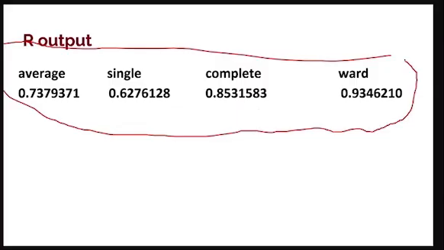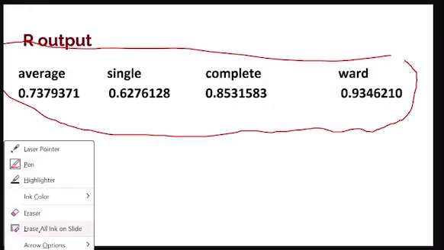Which one are we choosing? Ward. The Ward linkage, you know what that means? The Ward linkage minimizes variance within clusters. The single linkage considers the shortest distance between two objects in different clusters, while the complete considers the maximum distance between them. And the average tries to balance it out. Okay, so we're choosing Ward here.